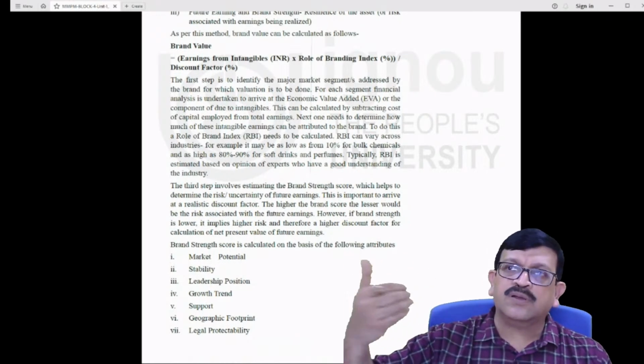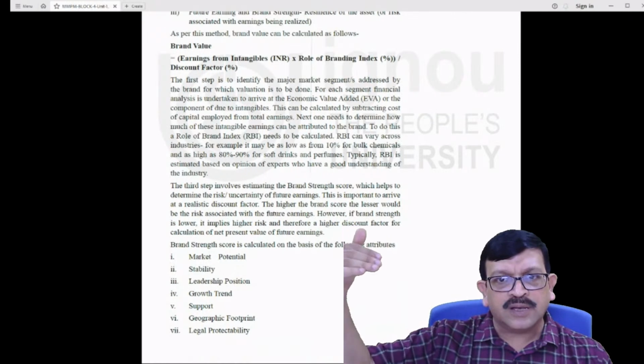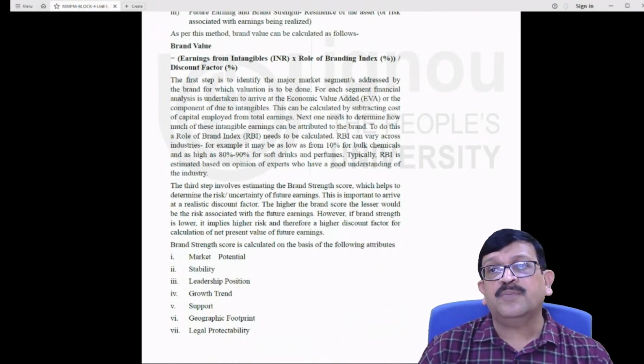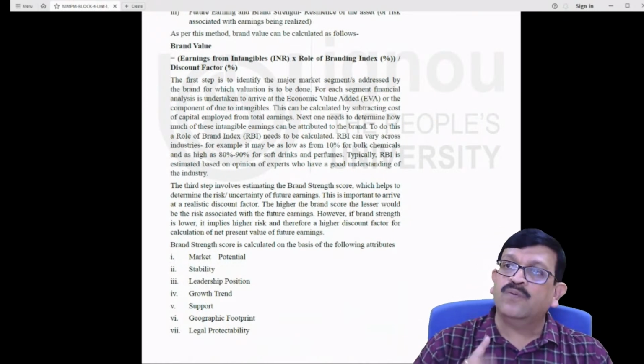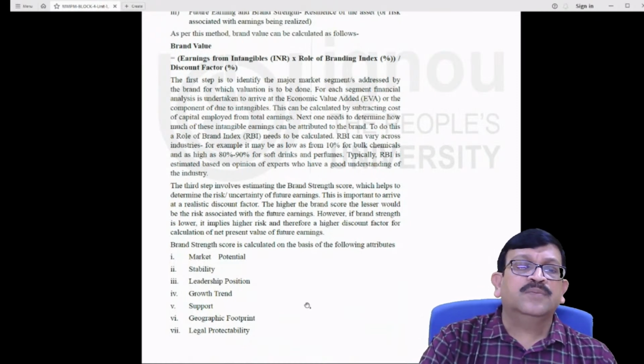A brand would not remain the same. We see in the product life cycle, the product would reach a crescendo, may reach a peak, and then it tries to struggle. So the way a brand gets discounted over a period of time, that factor has to be taken into account while calculating the net present value multiplied by the brand strength.